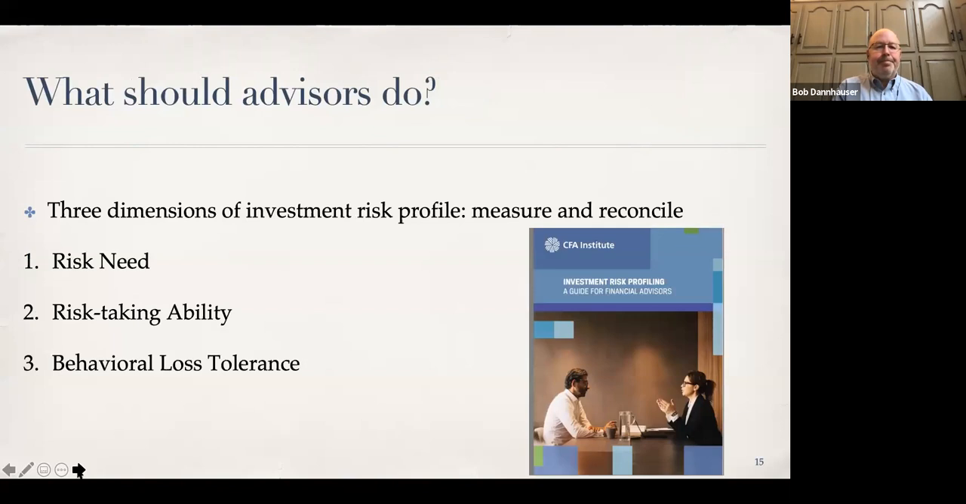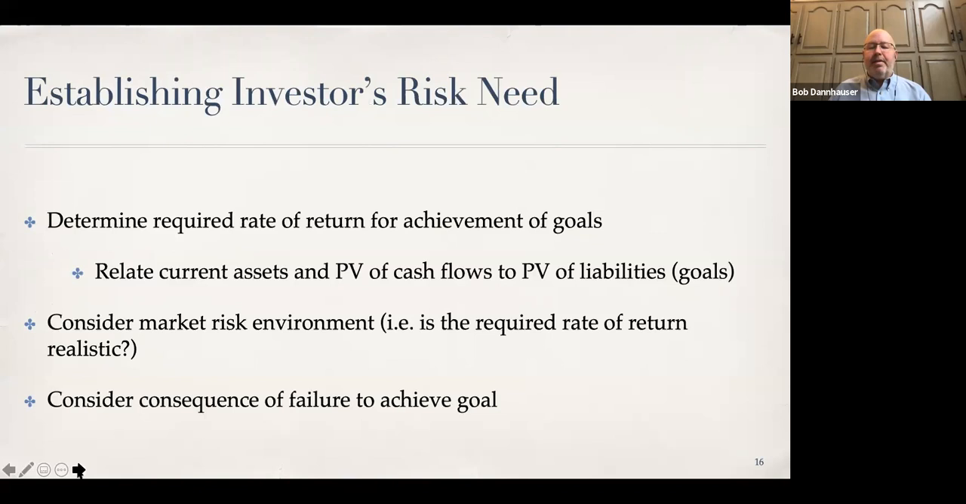And then finally, the last of the three dimensions, which is risk need. And this is really part and parcel of every financial plan that's ever been written. It's figuring out what your client's goals are, and then thinking about what the required rate of return is for achievement of those goals through making some sort of present value comparison between current assets, present value of the future cash flows, both in and out, so savings and spending, and then the present value of liabilities, which are the expected outflows to fund whatever the goals might be for your client. And then thinking about that required rate of return given the current market environment and trying to decide whether it's realistic or not. Interesting that we talk about risk need here in the context of required rate of return.